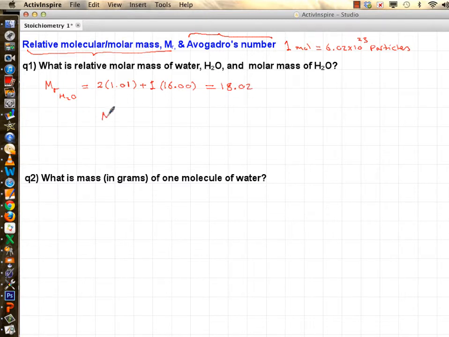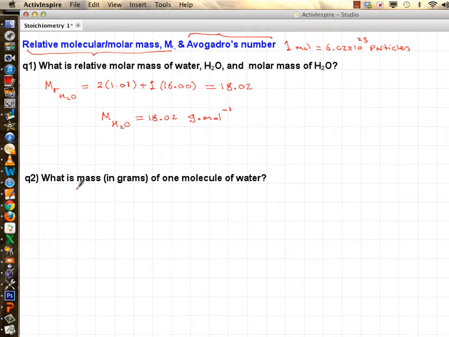Now, if you challenge me on molar mass, I simply use the same number, except this time I report it as grams per mole, written as gram times mole to the minus 1. So that's molar mass with unit, relative molar mass, no unit.